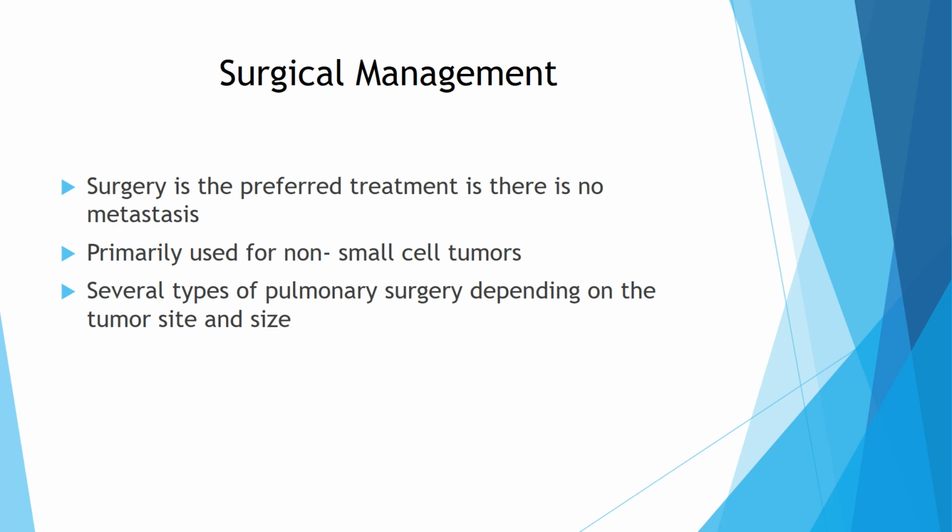So, surgery is the preferred treatment if there is no METs. If there is no METs, then the doctor will consider surgery. It is primarily used for non-small cell tumors, and there are several types of pulmonary surgery that we can do depending on the tumor site and the size and what the doctor feels is appropriate.